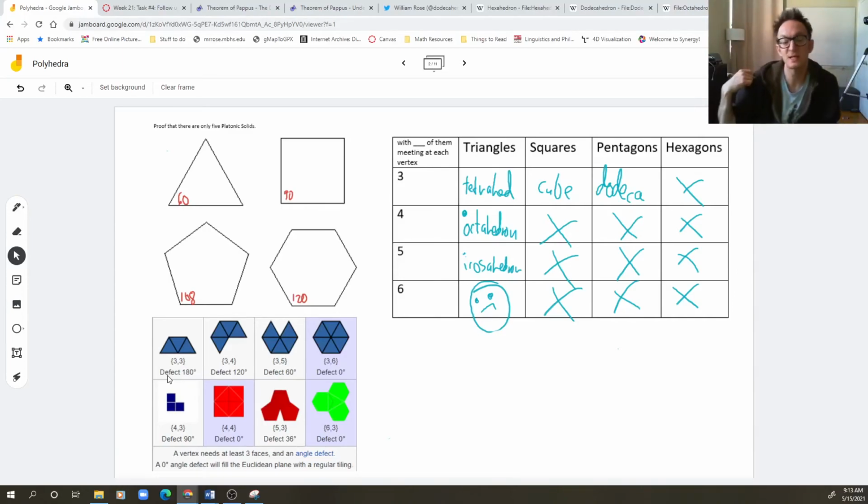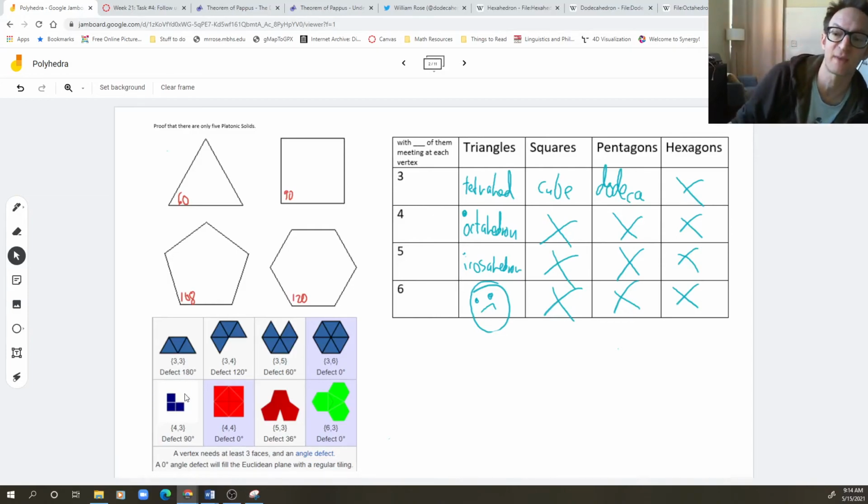What is defect? It's the failure of the polygons meeting at the vertex of a polyhedron to add up to 360. Maybe we shouldn't call it failure. It's the amount by which the sum of the angles of the polygons meeting at a vertex of a polyhedron is less than 360. So it's 360 minus the sum of the angles of all the polygons meeting at the vertex of a polyhedron. Okay, a picture's worth 1,000 words.